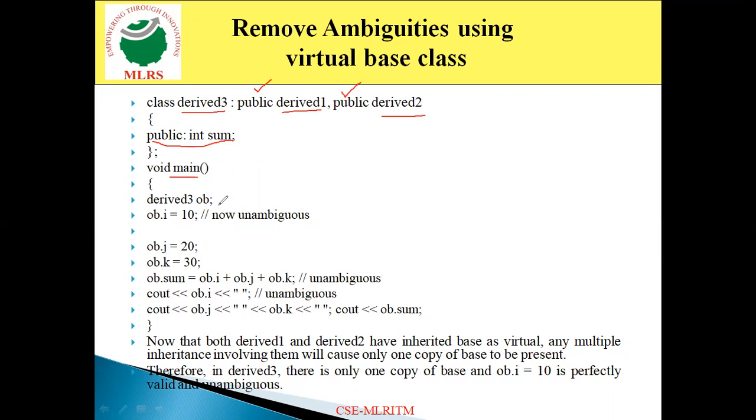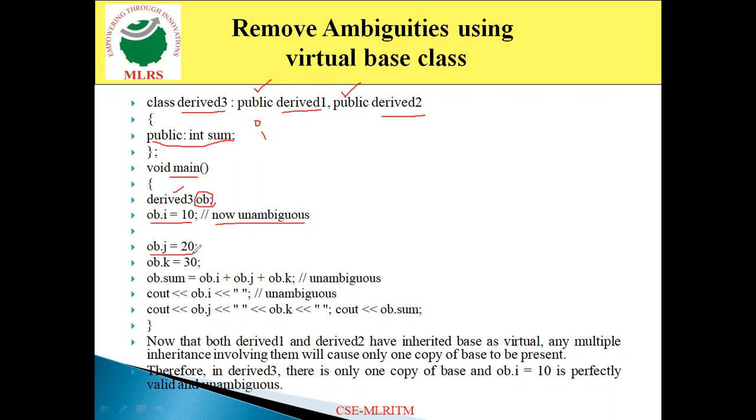Then come to the main function. I am creating the object ob of the derived class derived 3. Then ob.i is equal to 10. When I assign the value 10 to i, there is no ambiguity. Why? Because i has only one copy in derived 3. It is not generating multiple copies in the derived 3 class. So the value 10 will be assigned to i.